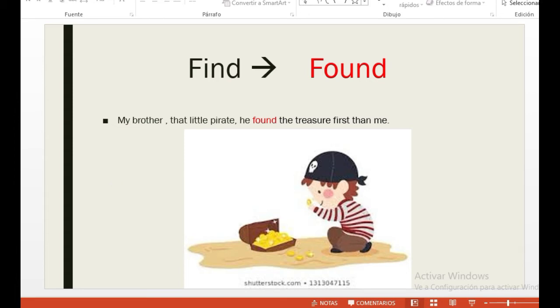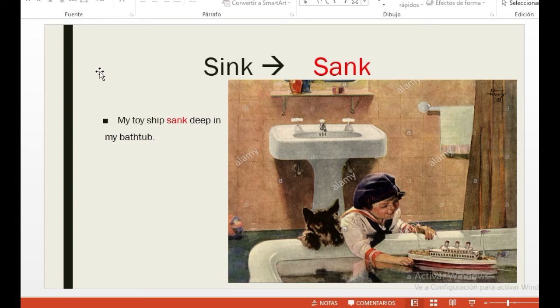Our next word, easy and simple. We have sink. Okay, in Spanish it is sink, and in past it is sank. Okay, my toy ship sank. Deep in my bathtub. So as you can see, bye bye to my ship. My ship sank deep in the bathtub. That's so sad. I lost my ship.